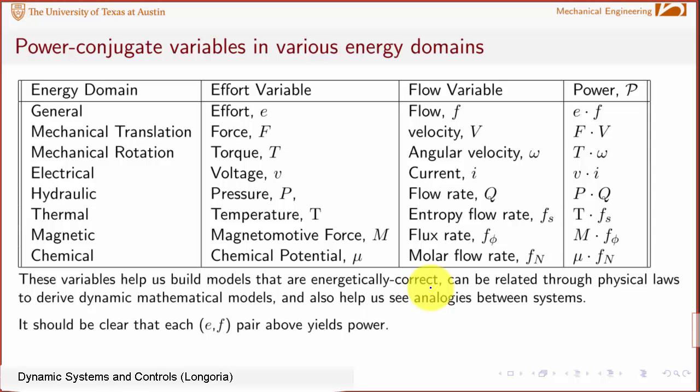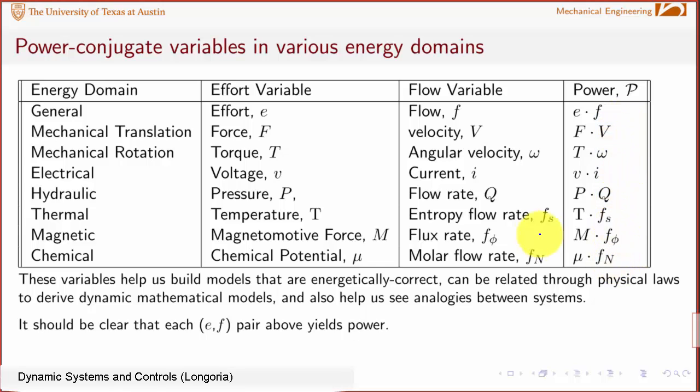And I'm showing here now a table summarizing the power conjugate variables in all the various energy domains that we might be interested in. Again, the general notation is an effort variable is e, and the flow variable is a little f. But in all the different energy domains that we might think about, we have effort variables and we have flow variables. As you can see, for example, electrical is voltage times current, and all of these in this column just show the power product.